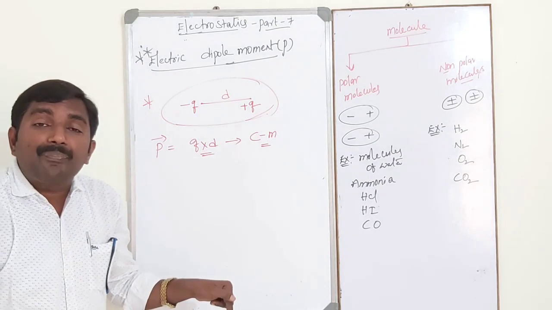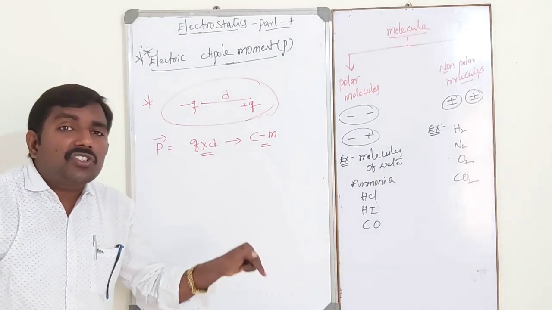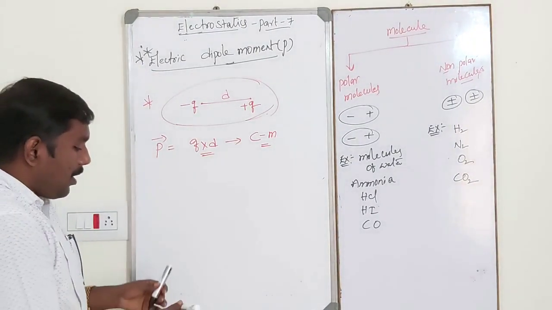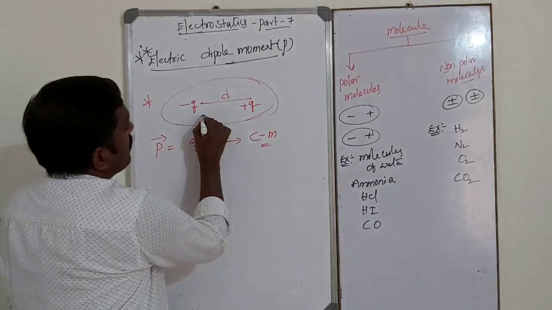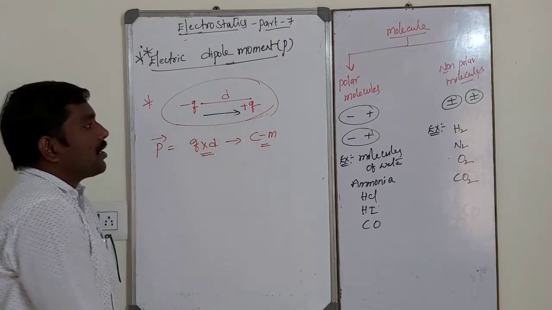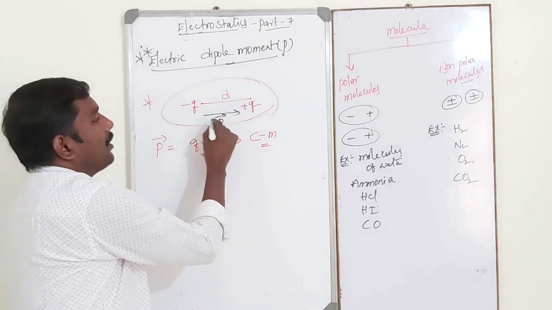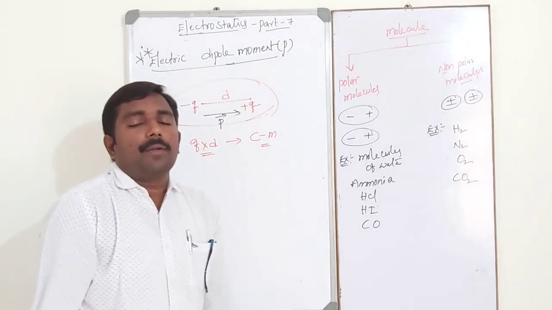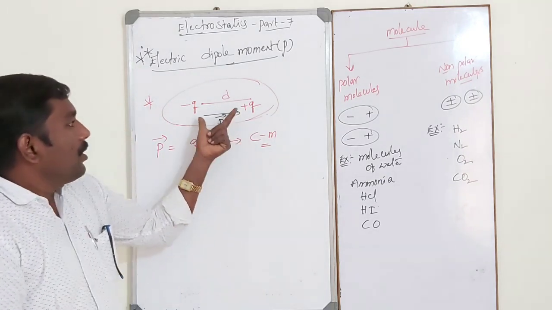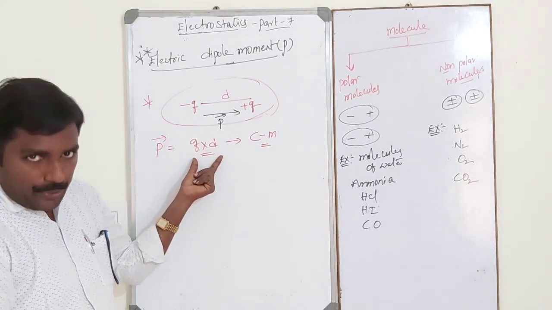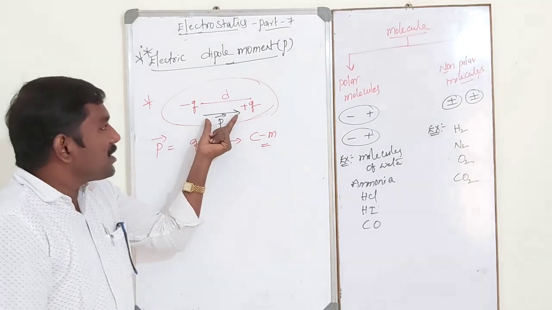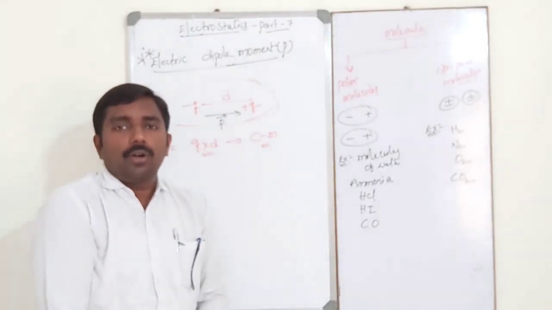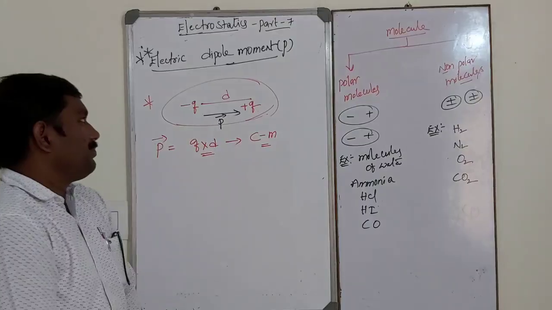What is the direction of dipole moment? Conventionally, the direction of electric dipole moment is from negative charge to positive charge, like this. This is the direction of dipole moment. That is very most important. Please remember it. This is the magnitude of dipole moment, and this is the direction, from negative charge to positive charge. That is the important one.